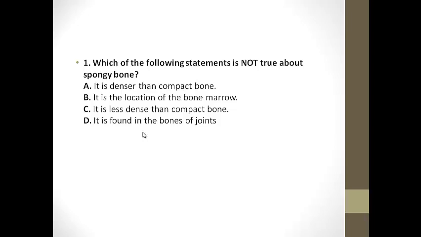If you answered A, you are correct. Spongy bone is less dense than compact bone, and therefore tends to be lighter.